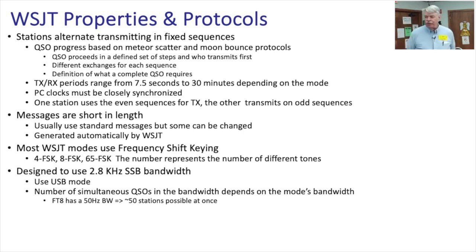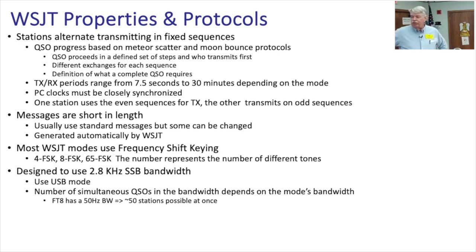Now, most of these modes use FSK, which is frequency shift keying, and there'll be a number like 4 FSK or 8 FSK or 65 FSK. That's a number of different tones. So what'll happen is your signal will transmit at a certain frequency for a certain period of time, then it'll shift to a different one and shift back, and the sequence will determine what information is being sent and encoding. If it's 4 FSK, it means there are 4 different tones it uses, and 8 means 8 tones, and 65 means there are 65 different tones used.